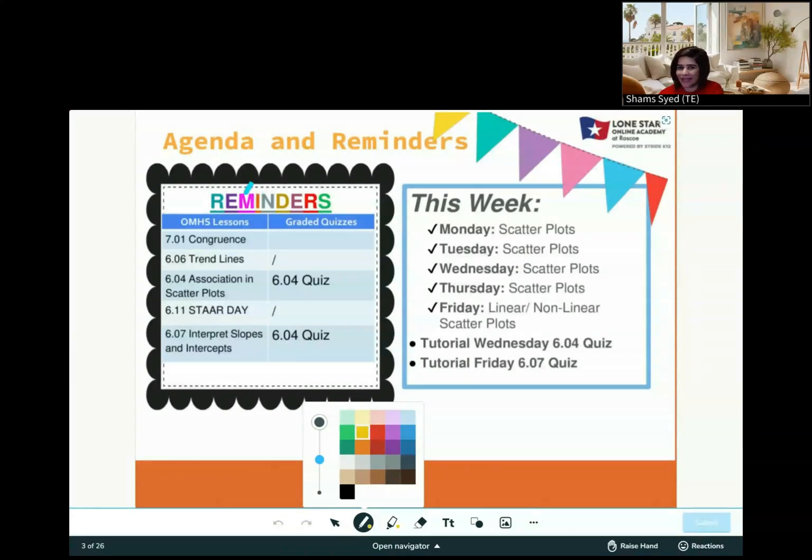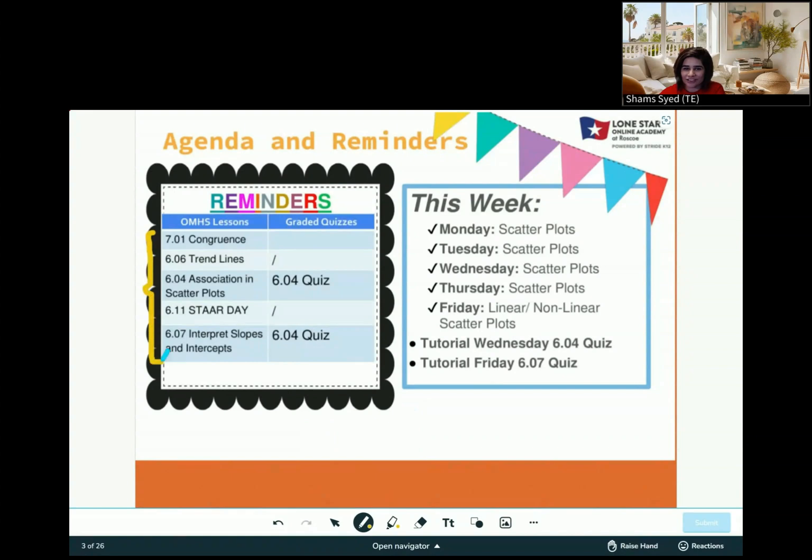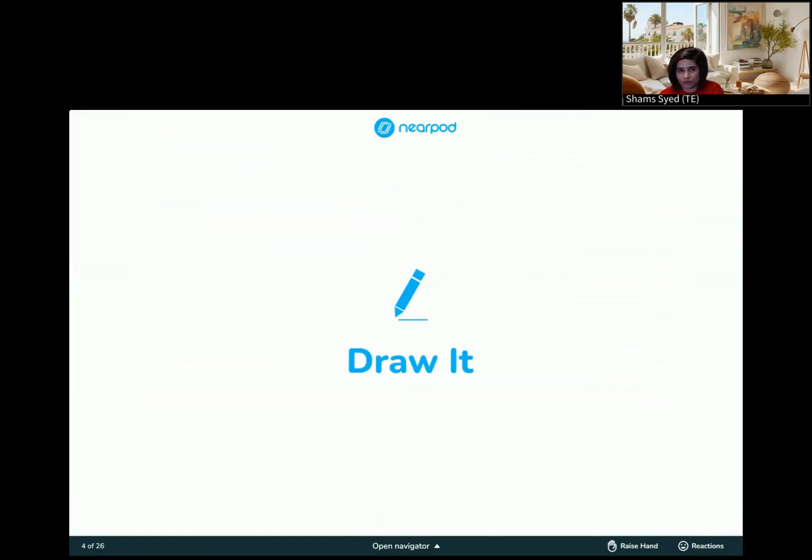Agenda and reminders. These are the modules that have been assigned to you for this week. I will go over the 6.04 quiz on Wednesday and the 6.07 quiz on Friday. Right, Kyler? You want to tell us more about it?